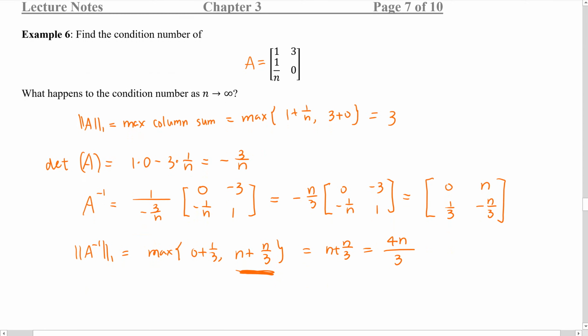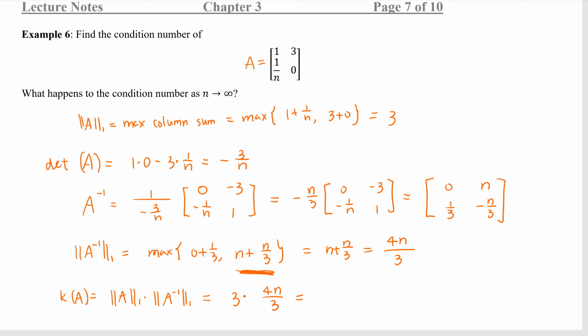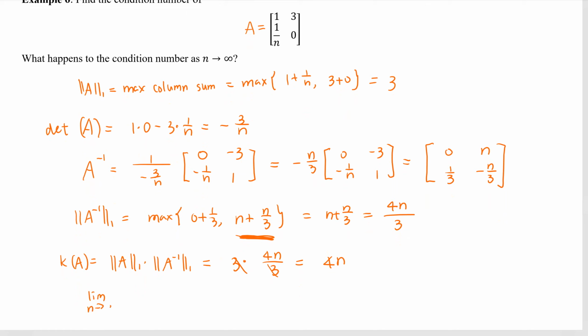So, finally, what do we get? We have our condition number is the L1 norm of A times the L1 norm of the inverse of A. So that's 3 times 4n over 3. The answer is 4n. Now, what happens when n goes to infinity? Well, that is the same as the limit when n goes to infinity of 4n. Of course, this is going to be infinity.